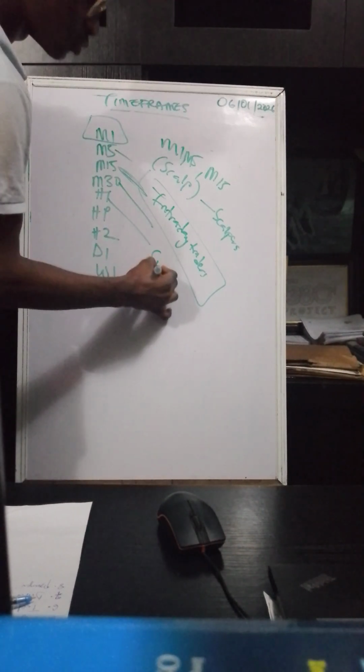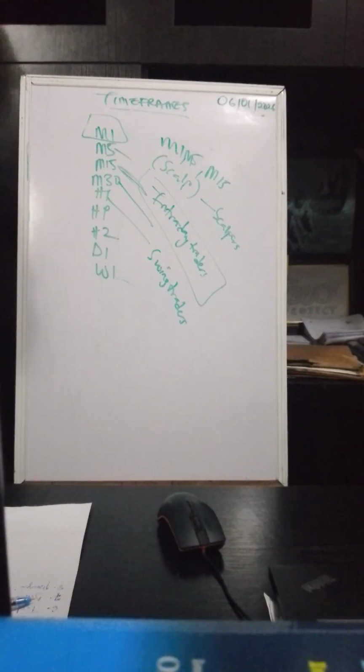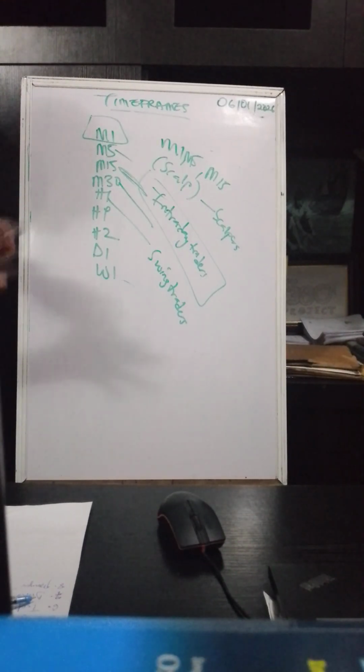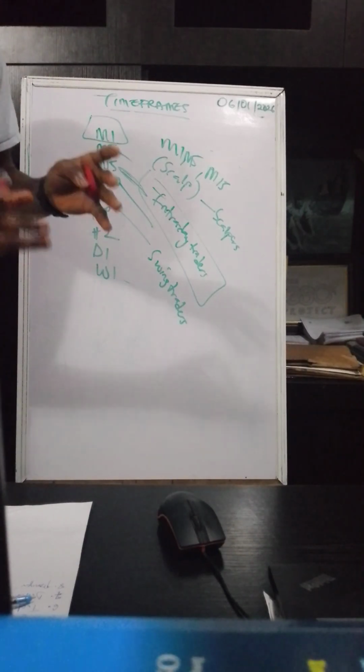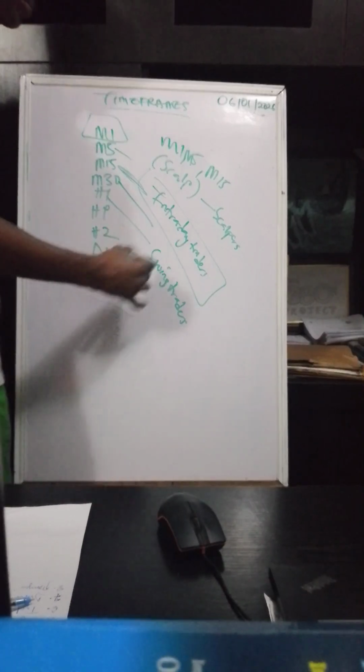Now, coming on to the swing traders. These ones hold their trades for 4 to 6 hours, just for quick entries and quick exits. They are fast paced. Now for the types of traders that we are, we are swing traders.